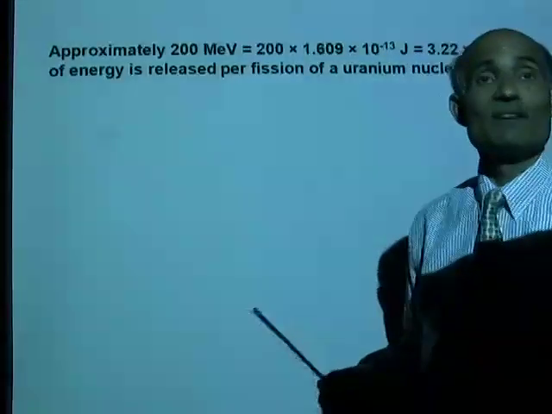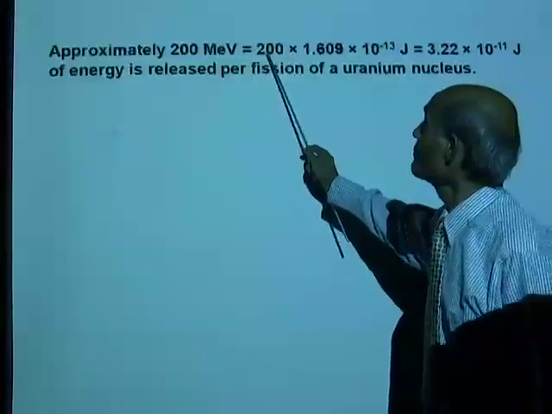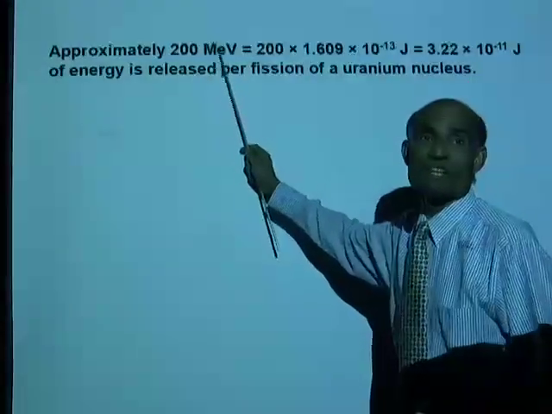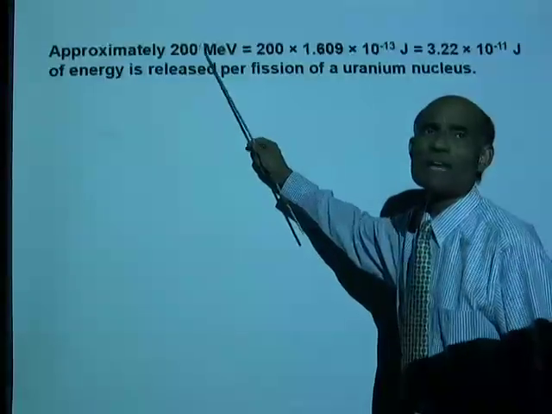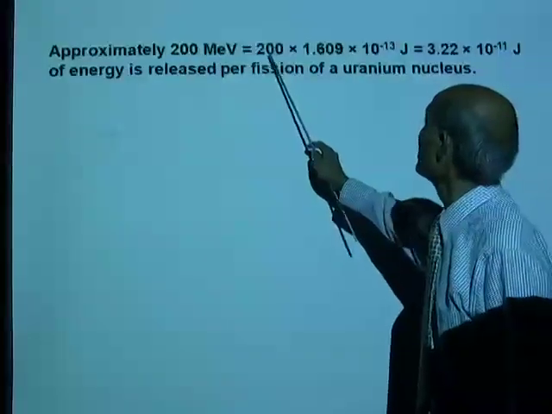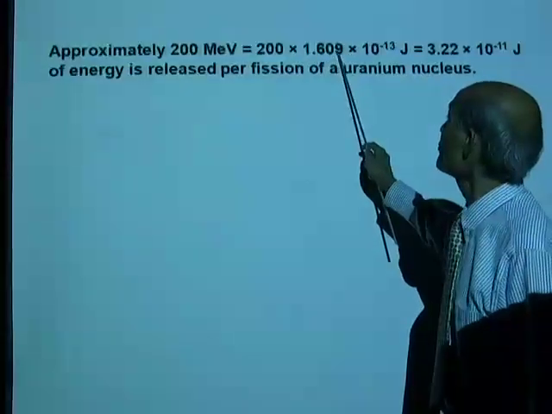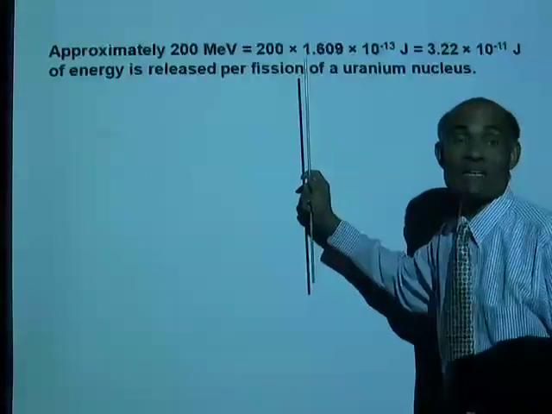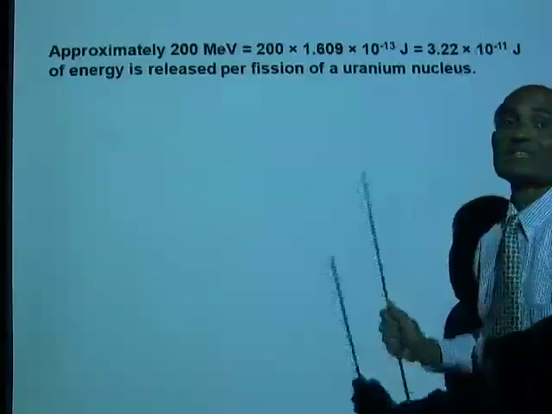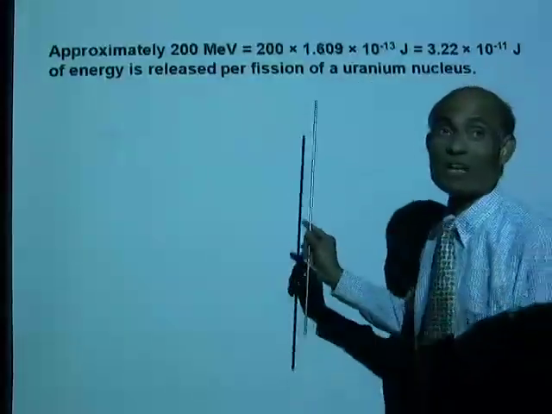Now, how much energy? Approximately 200 MeV, that is, million electron volts, with million being the uppercase M. So 200 MeV will be 200 times 10 to the power 6 times 1.609 times 10 to the negative 19, and that will work out to 3.22 times 10 to the negative 11 joules for one fission. I hope you followed that calculation.